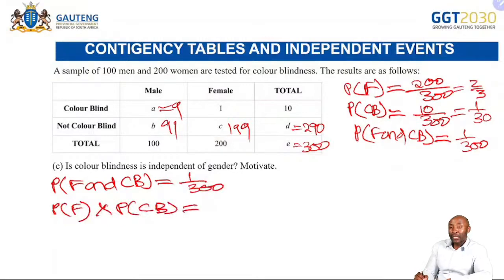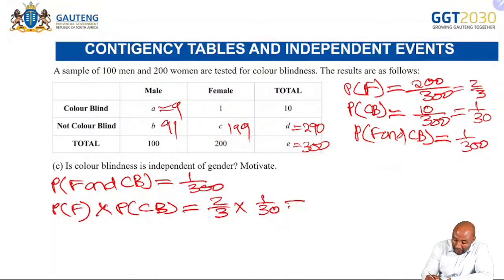If it gives us an answer of 1/300, it means they are independent. But if it does not give us an answer of 1/300, it means colorblindness is dependent on gender. So the probability of being female, we said, is 2/3 multiplied by the probability of being colorblind, which is 1/30. This will give us an answer of 2/90, which is the same as saying 1/45.